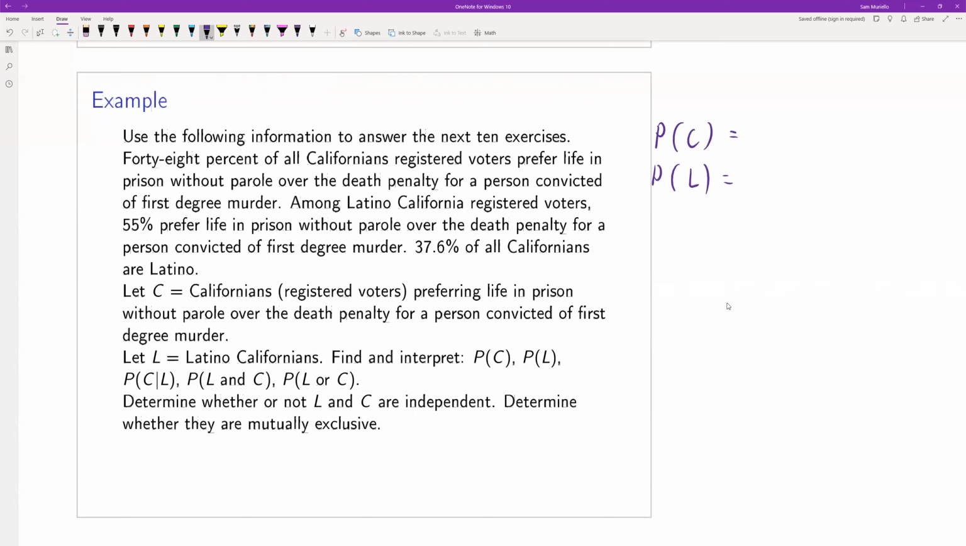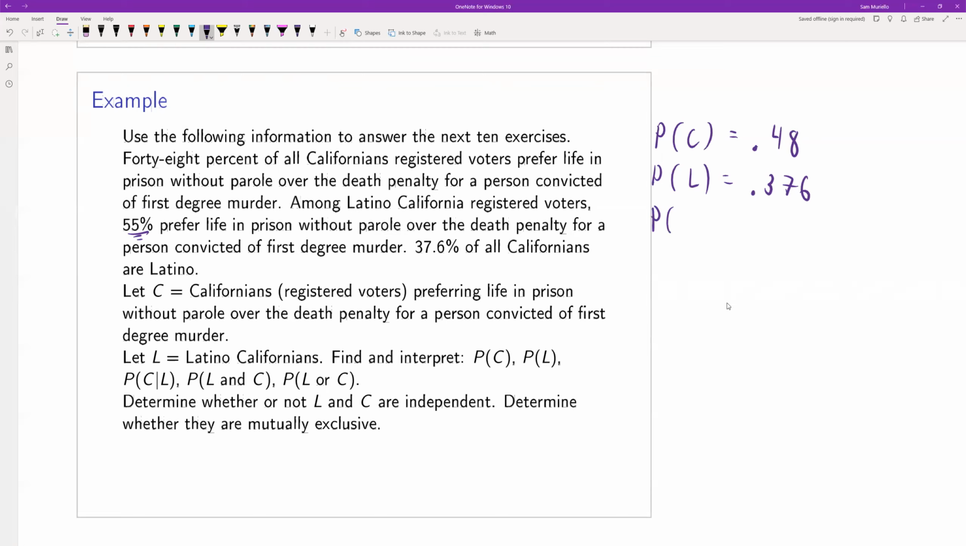It says P of C is 48% of all Californians. So that'll be 0.48. We're always giving our answers here in decimals rather than in percents. Similarly, it tells us P of L is 37.6%. So that's 0.376. It gives us one additional number here, 55%.